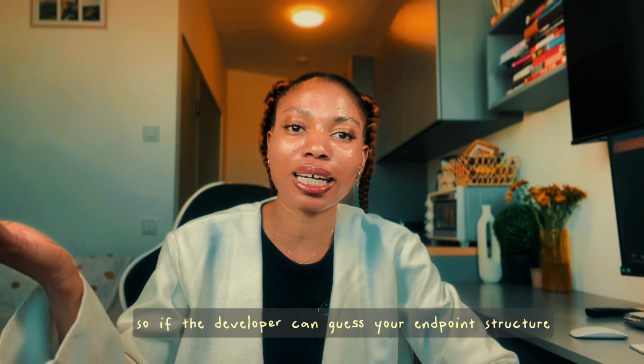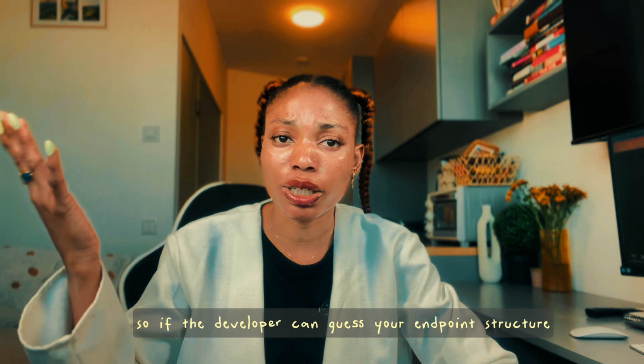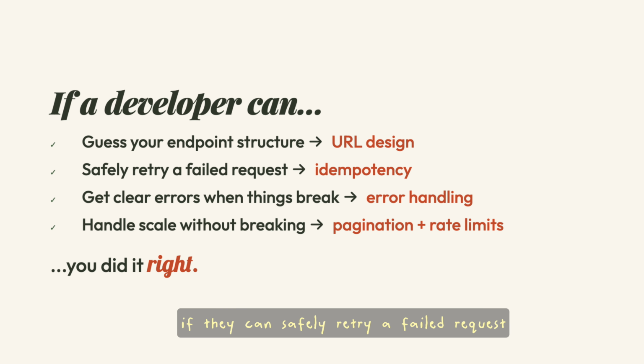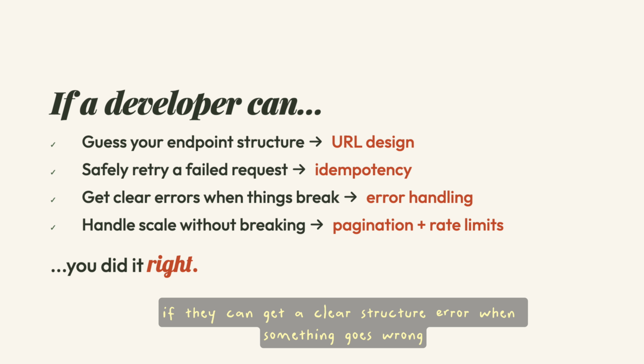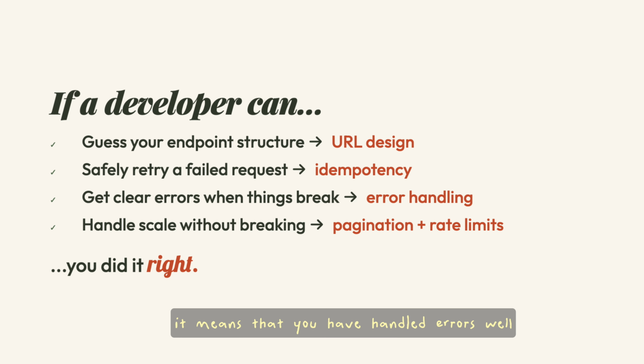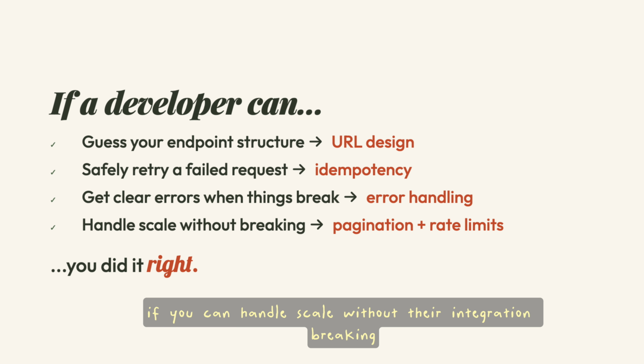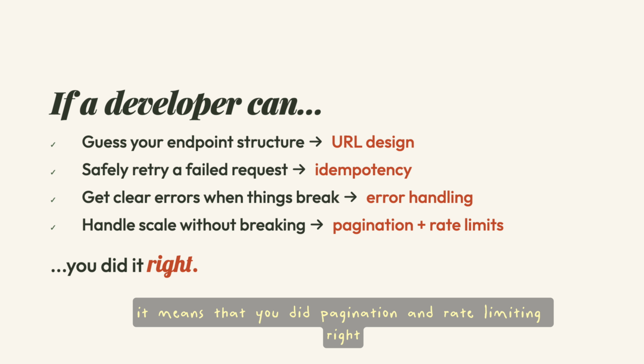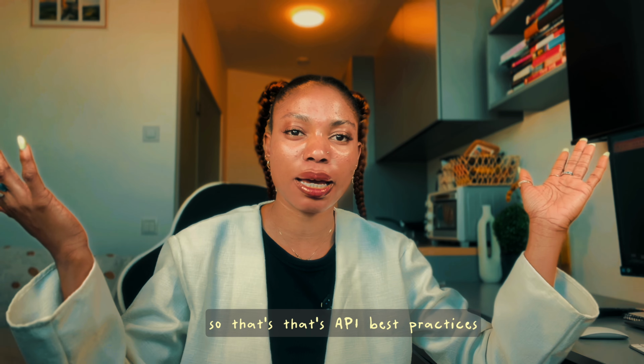So if the developer can guess your endpoint structure, it means that you designed the URLs well. If they can safely retry a failed request, it means you've implemented idempotency well. If they can get a clear structured error when something goes wrong, it means that you have handled errors well. If they can handle scale without their integration breaking, it means that you did pagination and rate limiting right. So that's API best practices.